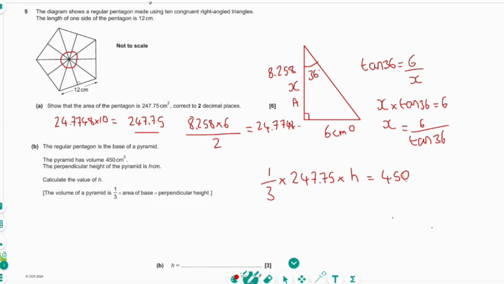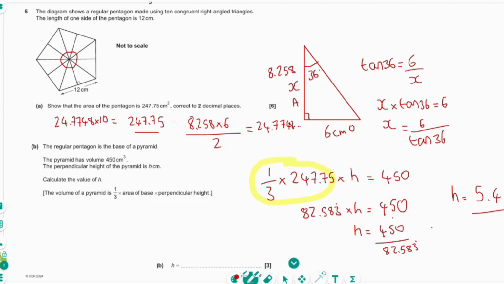There are a few different ways you could rearrange this. I'm just going to work this out first. 247.75 times a third, which is the same as dividing by 3, gives me 82.583 recurring, times h is 450. Now to get h, I need to divide both sides by 82.583 recurring, which gives us an h of 5.4 to 1 decimal place.